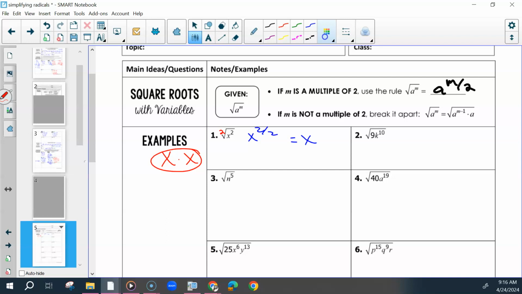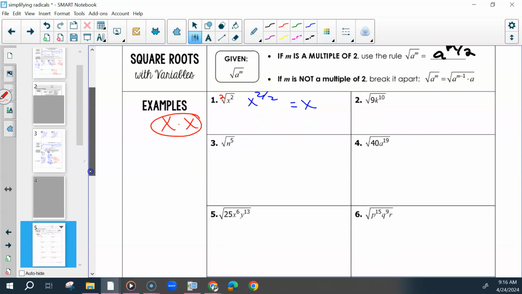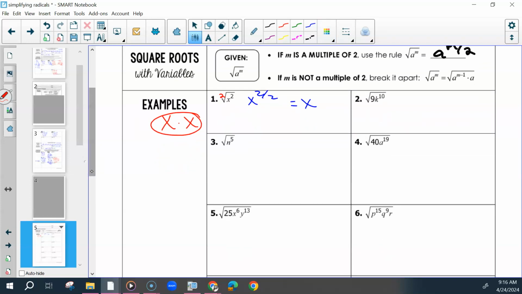We're going to do number 3, skip 2, and then go on. I'm going to show all three methods one more time, since this one is an odd exponent. So using the rule, I know that this is not a multiple of 2, but what's the closest number that is?